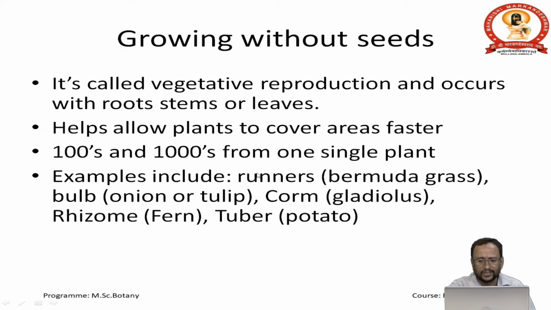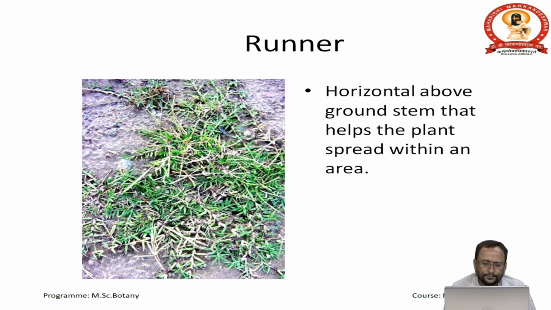Examples include runners, such as Bermuda grass; bulb, such as onion or tulips; corm, in case of gladiolus; rhizome, in case of fern or ginger; and tuber, in case of potato. These are some crop plants which grow vegetatively. Sugar beet is also included in this category. Banana also reproduces with the runner or tiller of the banana. These are the examples.